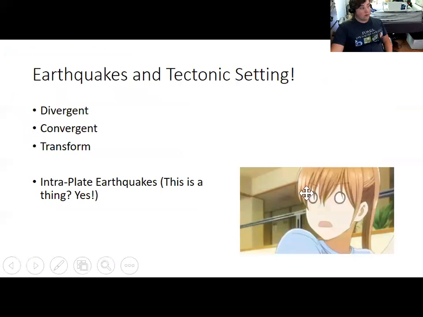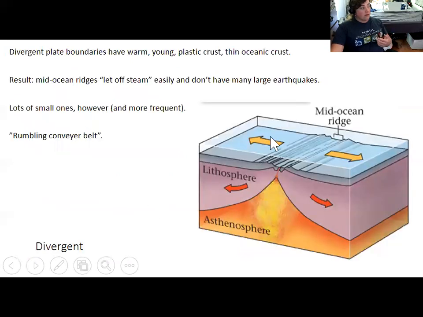So I alluded to before that you get different scales of earthquakes at different tectonic settings. You can also get earthquakes inside plate boundaries. At divergent plate boundaries, you have crust that is warm and young, and you get a lot of small earthquakes at divergent plate boundaries. The stress is released more or less continuously, and you don't get big catastrophic earthquakes.